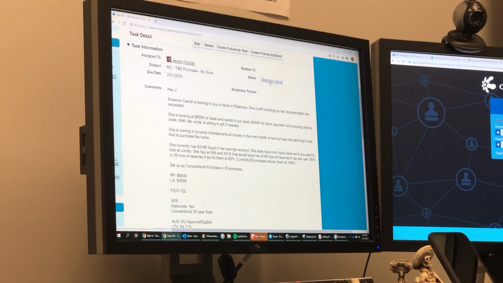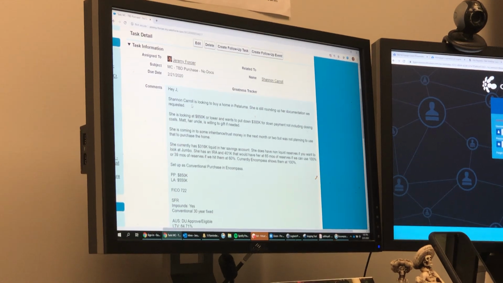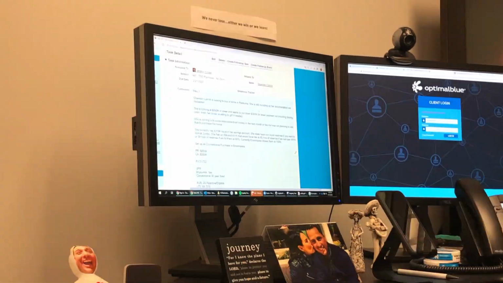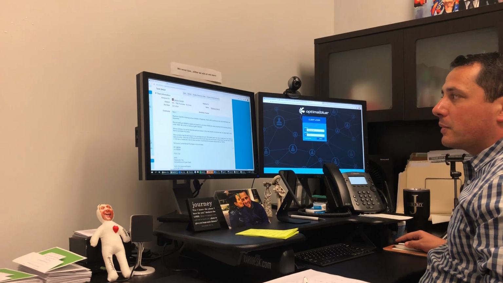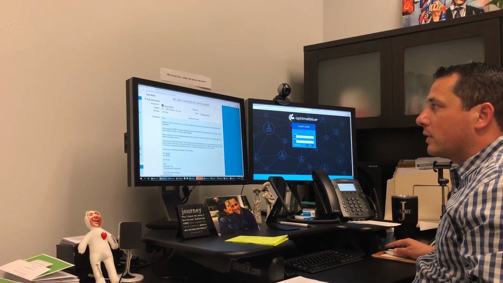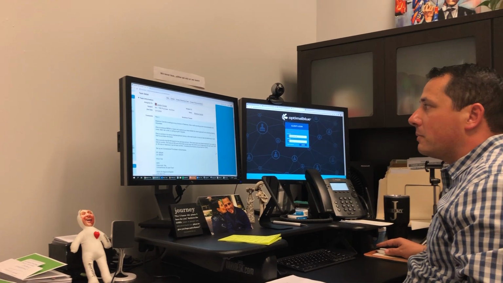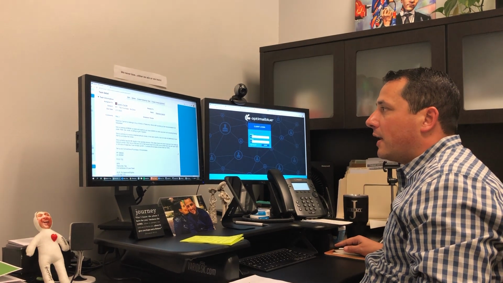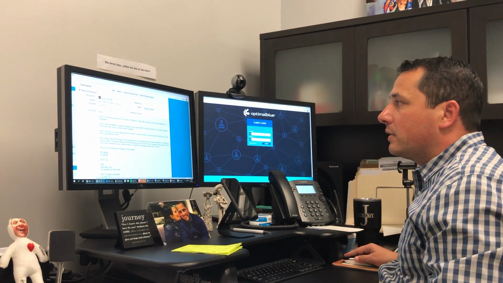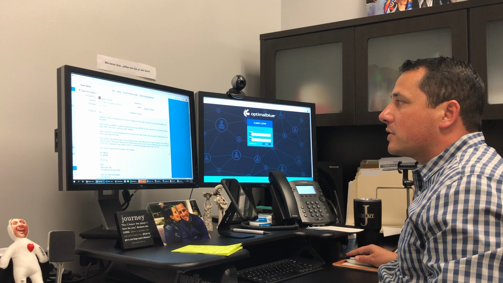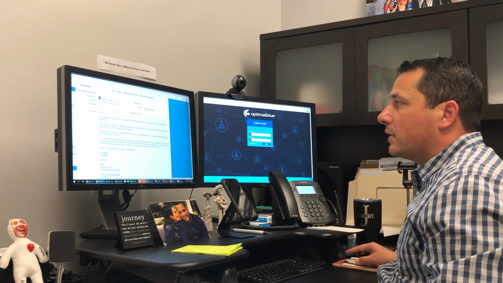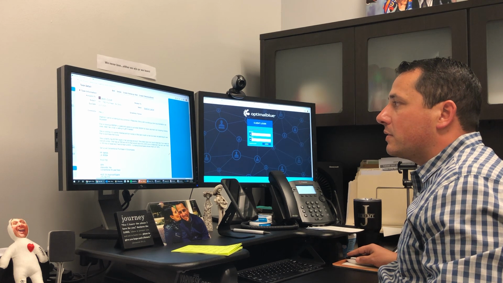So I know who the client is, and then I get the details. This person is looking to buy a home in Petaluma, still rounding up her documentation we requested. She's looking at 850K or lower, wants to put down 300K for down payment, not including closing costs. Matt, her uncle, is willing to gift if needed. She's coming into some inheritance trust money in the next month or two, but was not planning to use that to purchase the home. She currently has 316K liquid in her savings account.